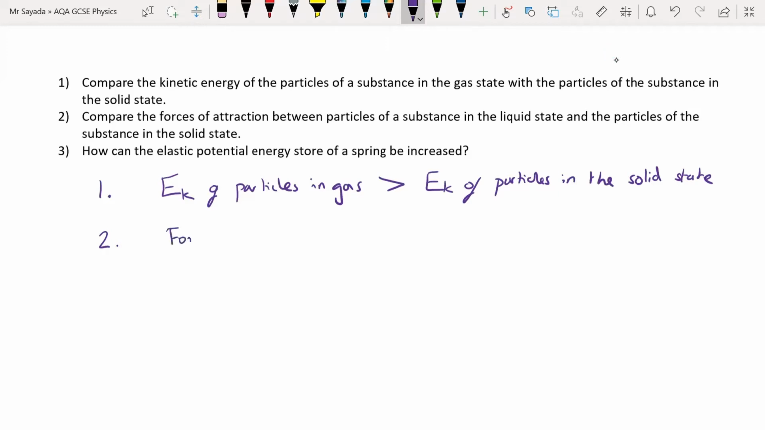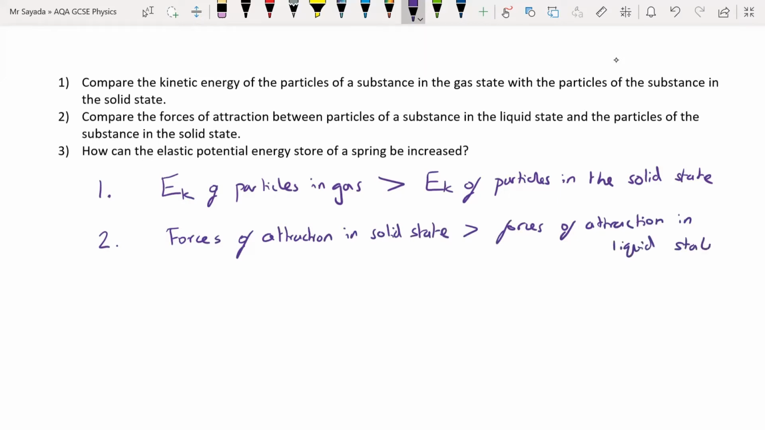So the forces of attraction in the solid state are bigger than the forces of attraction in the liquid state.